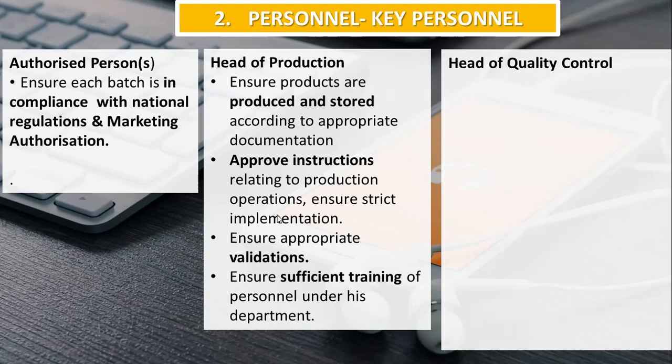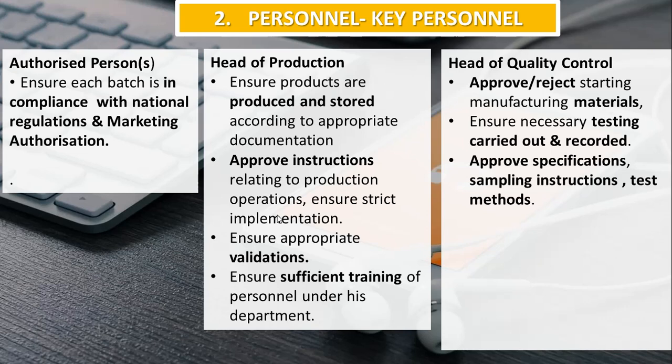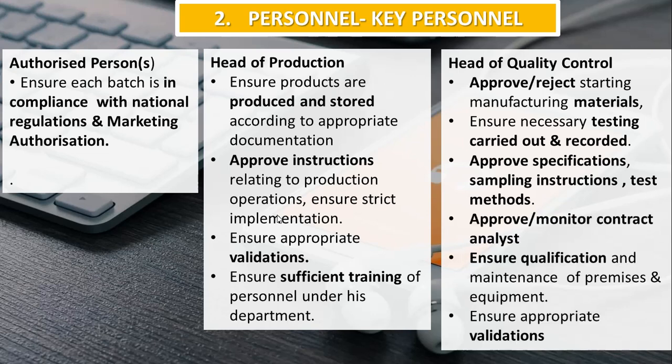On the other hand, the head of quality control has the responsibilities of approving or rejecting materials related to the manufacturing based on the specifications, to ensure necessary testing is carried out and recorded, to approve specs, sampling instructions and test methods, and also to approve and monitor contract analysts.